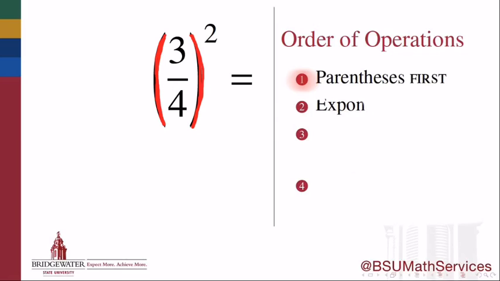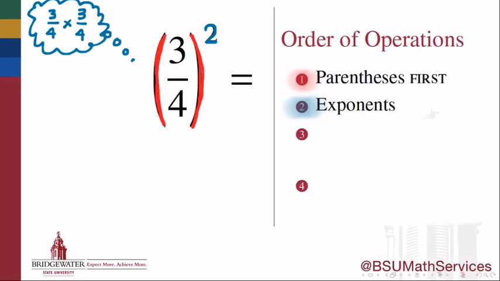After parentheses come exponents. If there are any exponents in the problem, we should deal with them next. In this example, 3/4 is being raised to an exponent of 2, which is the same thing as multiplying 3/4 by itself. Because of how we know to multiply fractions, we can multiply 3/4 by 3/4 by multiplying straight across. 3 times 3 to give us 9, and 4 times 4 to give us 16. So 3/4 to the second power is 9/16. That completes all of the exponents in this problem.